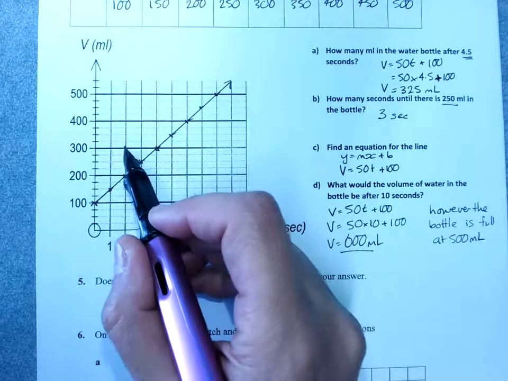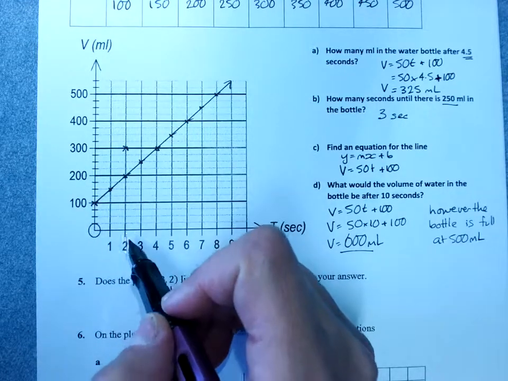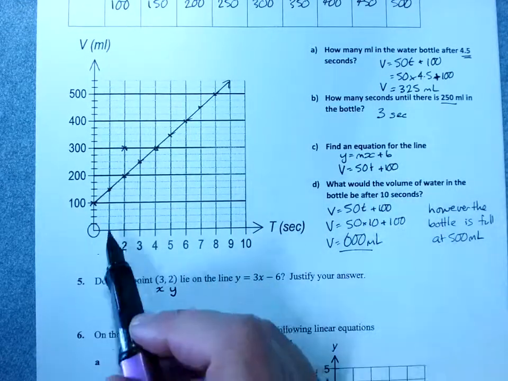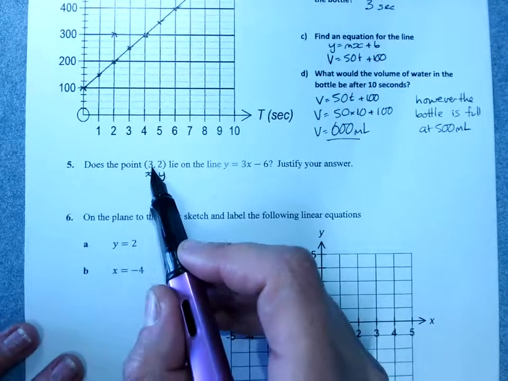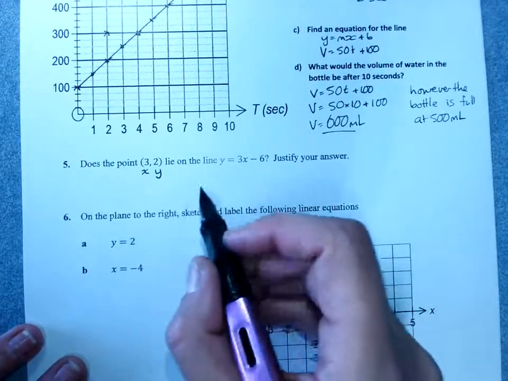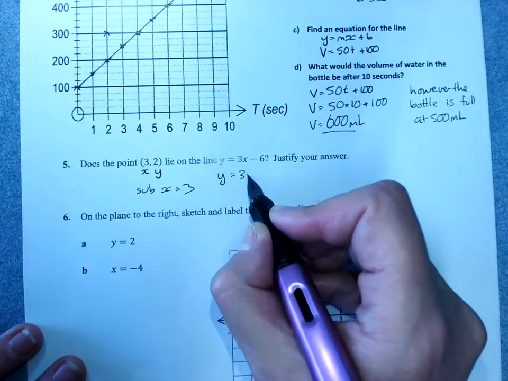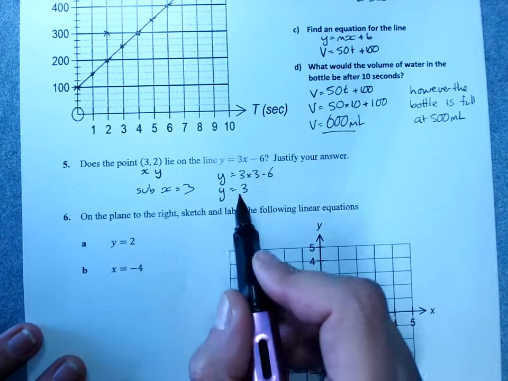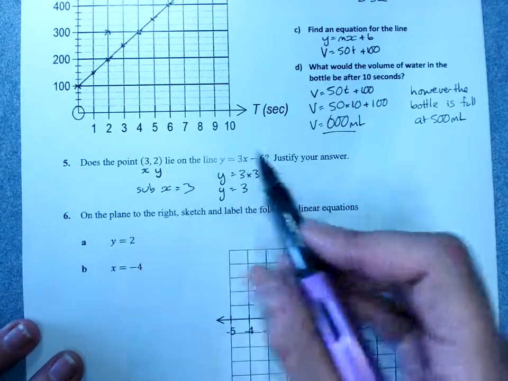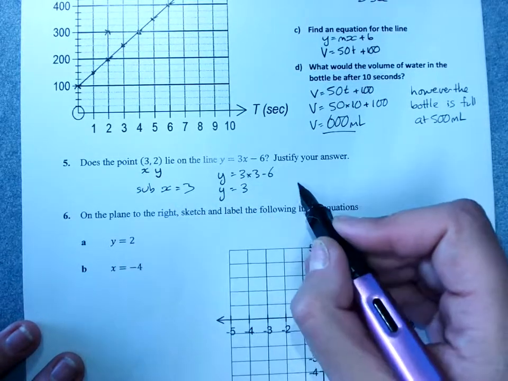If I said, does the point (2, 300) lie on the line? No, it doesn't, because when you put 2 into the rule, you get 200. There's only one possible answer for each value of x. So we substitute in x equals 3, y equals 3 times 3, take away 6, y is 9 minus 6, which is 3. We didn't get 2. The point that is on the line is (3, 3), not (3, 2).